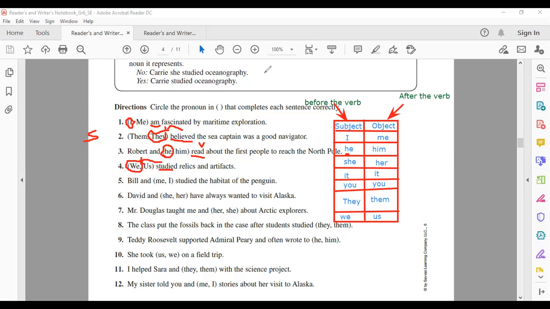Okay, let's go for Malak. Hi, Malak. Bill and I studied the habitat of the penguin. Very good. Yes, I was going to sneeze. I don't know what happened. Okay, so Bill and I studied, because you are afraid. That's why. Like me.